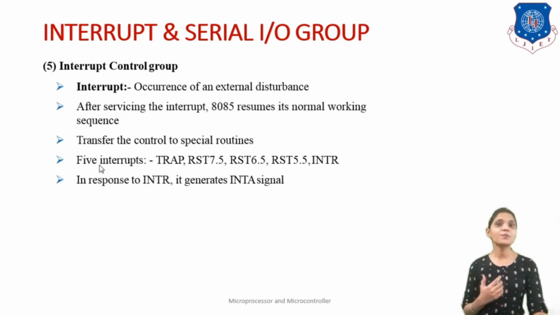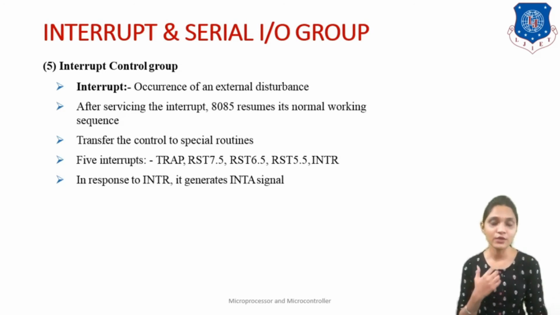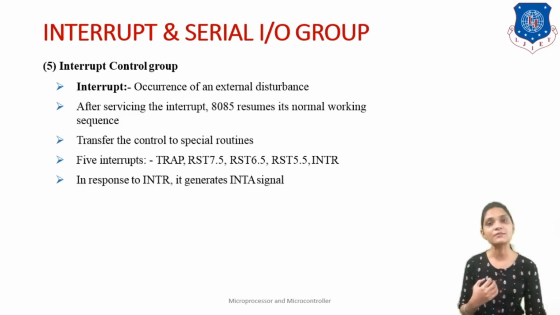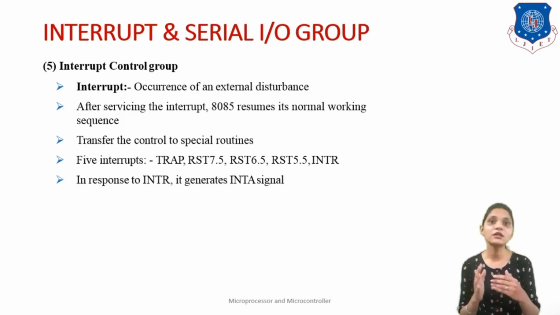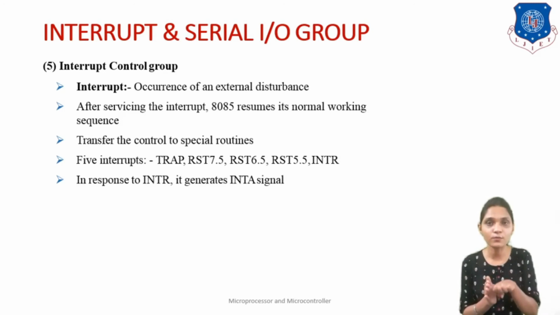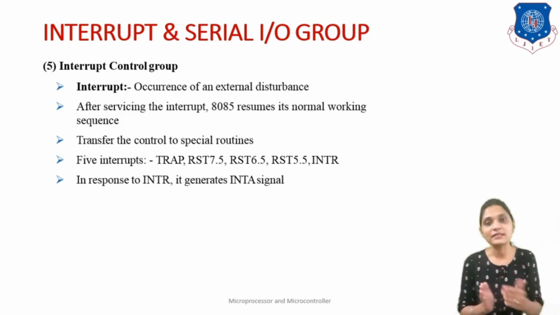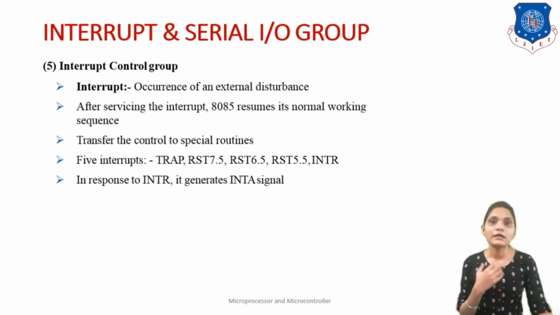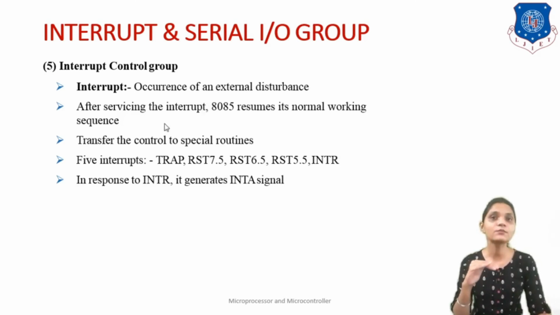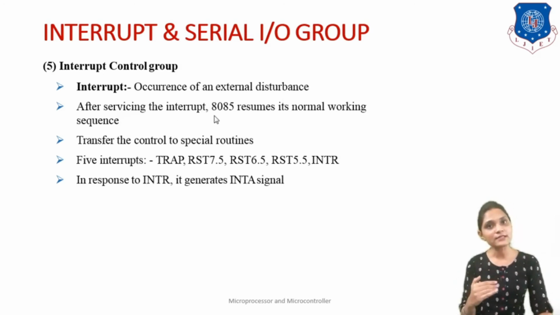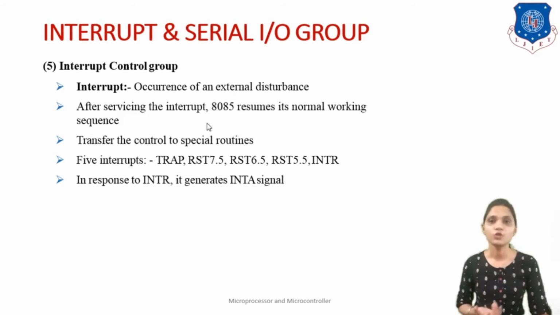Next group is the interrupt control group. You can consider an interrupt as an occurrence of an external disturbance. Whenever some task is going on and some external device requests some task, then you are interrupted from your original task and you have to provide access to that device or that task. That is known as the interrupt. So whenever an interrupt occurs, your processor has to stop its task and provide service to that interrupt. Okay, and after providing that service, the processor will return to its normal working.